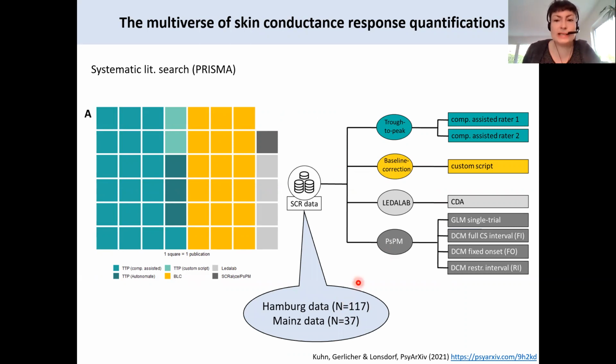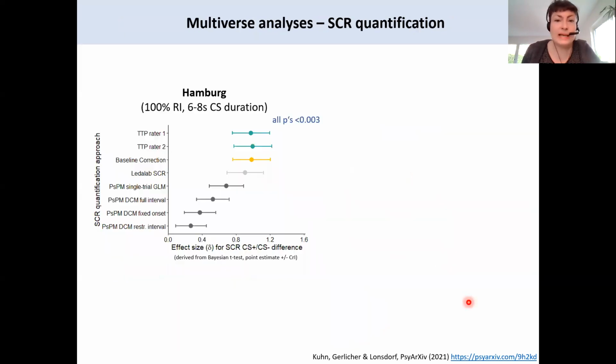So for both data sets, we had two individuals performing computer-assisted trough-to-peak scoring, ran the custom baseline correction script, performed the Ledalab CDA method, and also four different models in PSPM. What you can see here is the effect sizes for the CS discrimination during fear acquisition training as derived from the same set of skin conductance raw data, but with skin conductance responses being quantified through the different approaches that I introduced before.